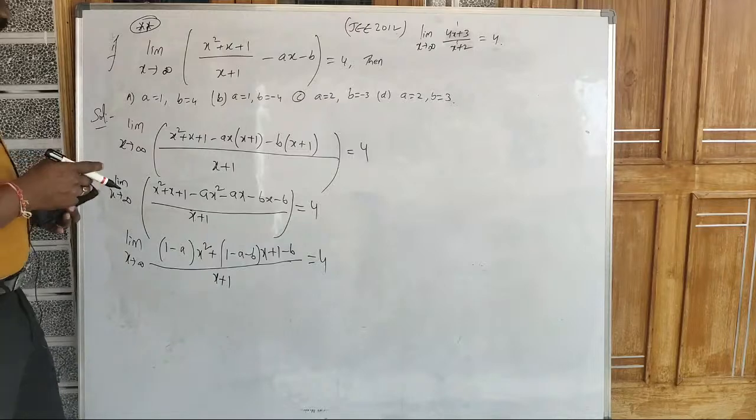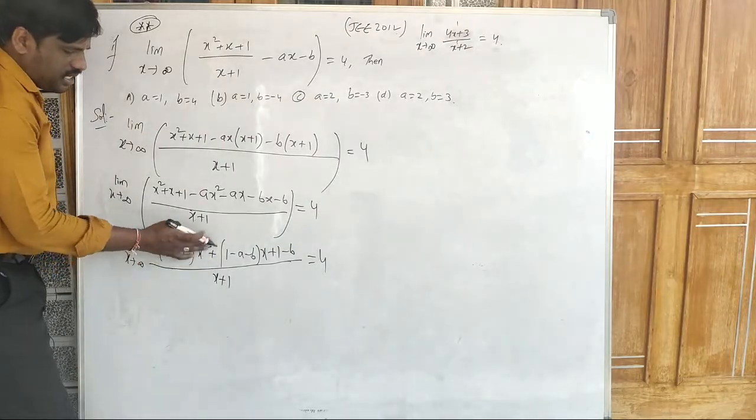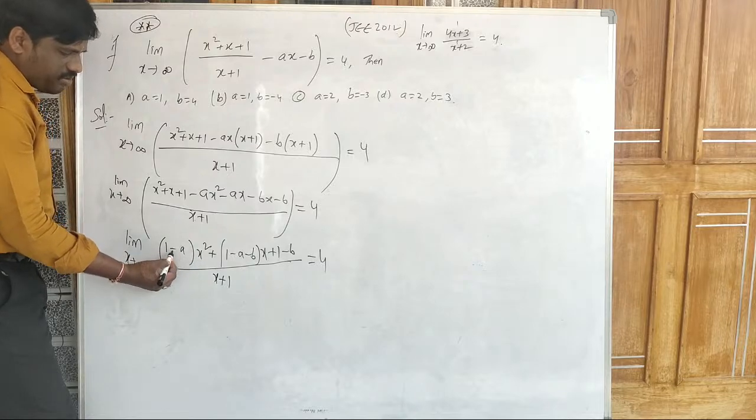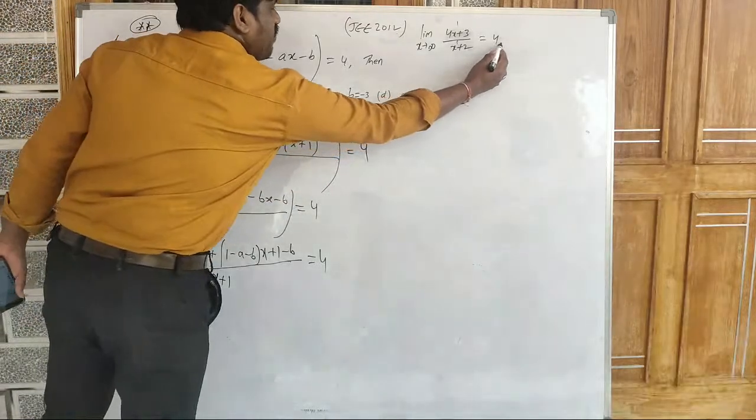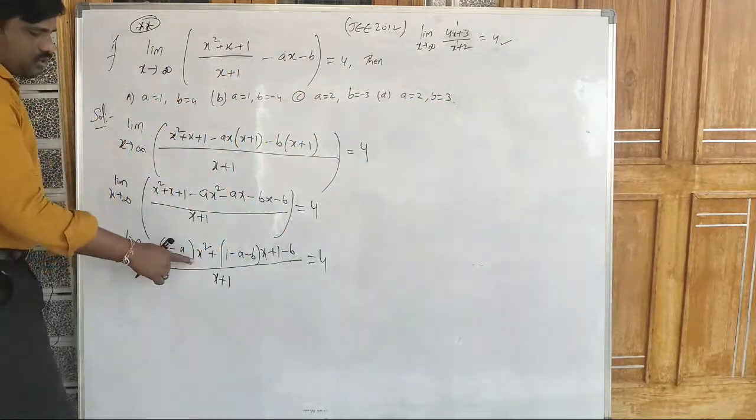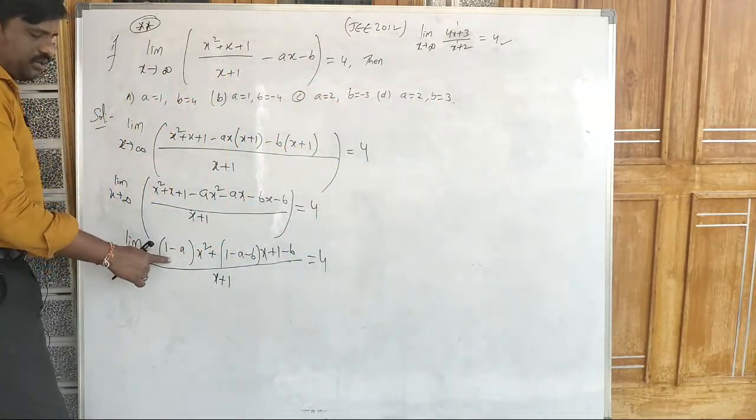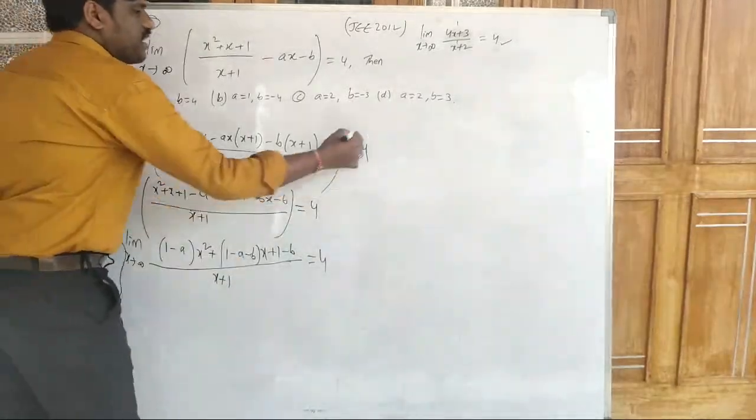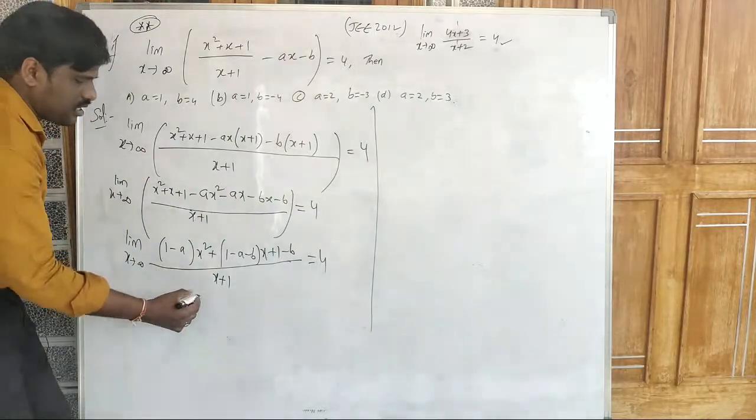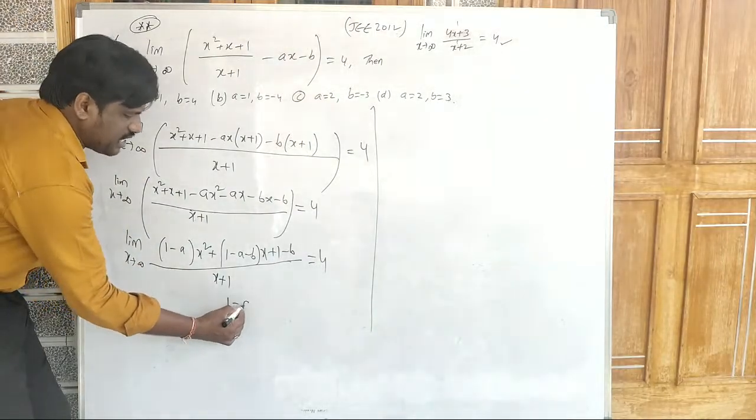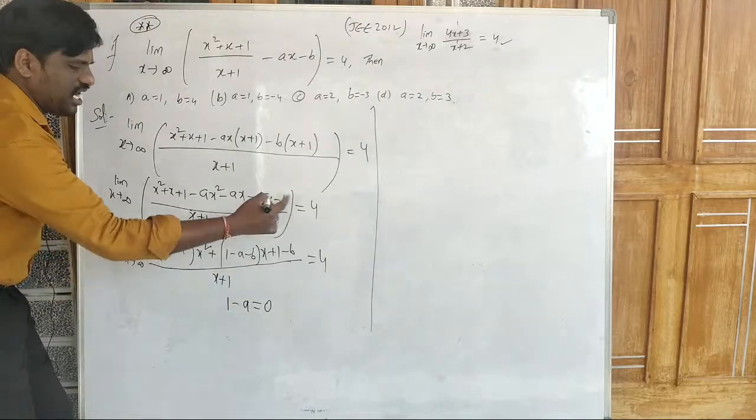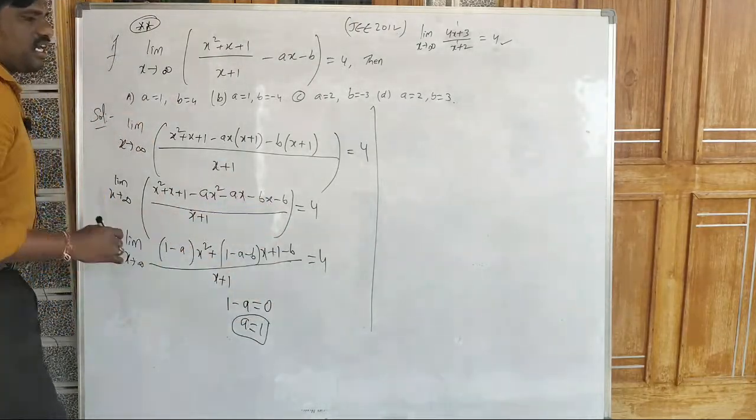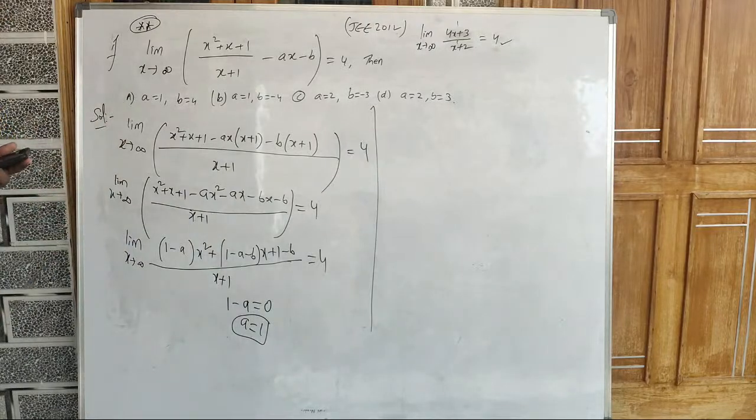Yes, you are right. See, here we have to make the coefficient of x square 0. Then only you get a finite answer. So make the x square coefficient 0. If I make the x square coefficient 0, that means 1 minus a is equal to 0. So a is equal to 1. A value will be 1.